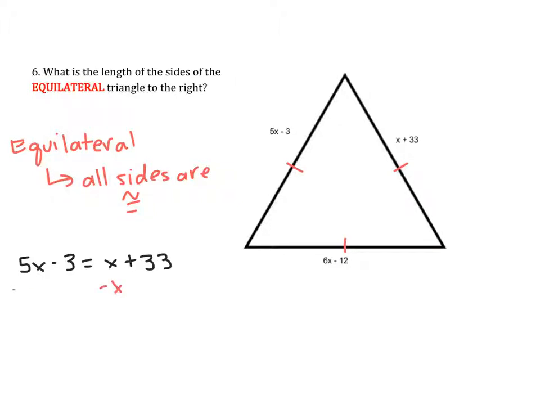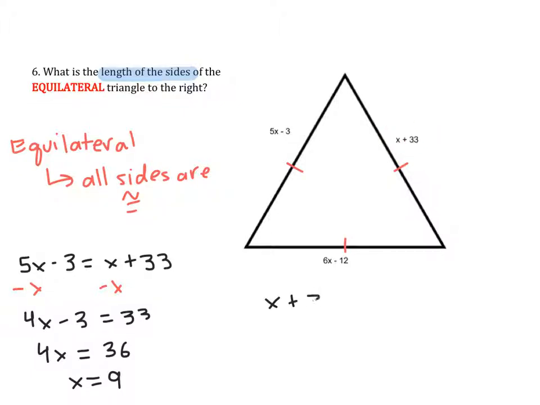So I'm going to subtract x, and then I'm going to add 3 and divide by 4. So we get x equals 9. But they don't want to know what x is equal to. They want the length of a side. So I'm going to need to substitute that into any of my sides. It doesn't matter which ones because they are all the same. So let's substitute it into x plus 33. So we have 9 plus 33, which is 42. And if you substituted it here or here, you would get the same exact answer.